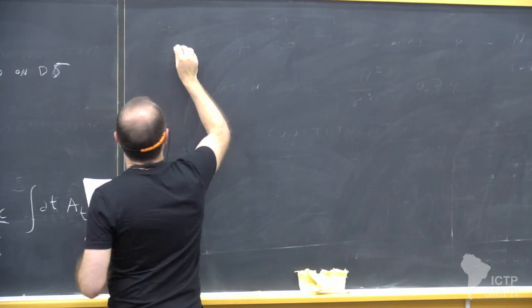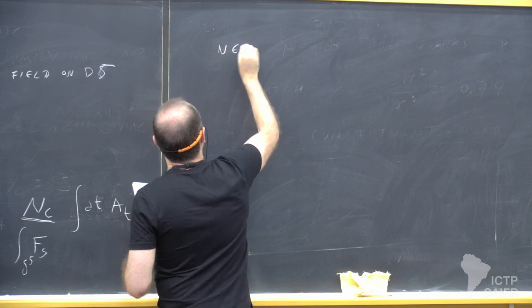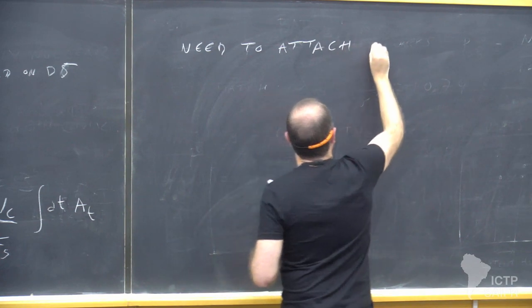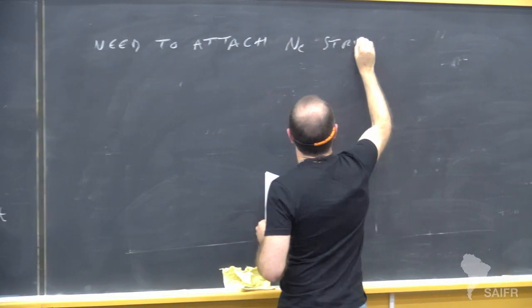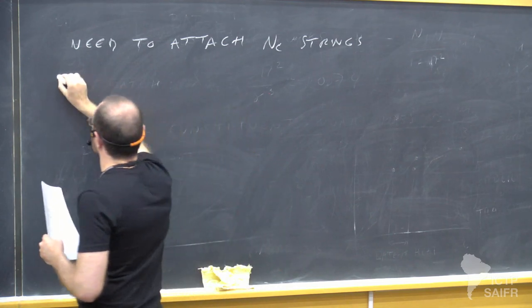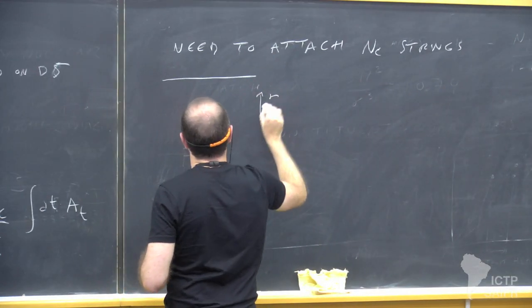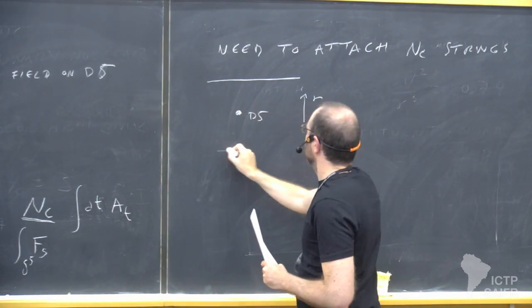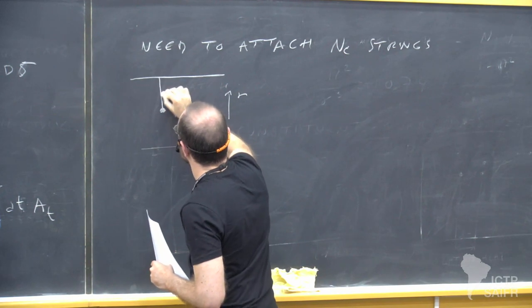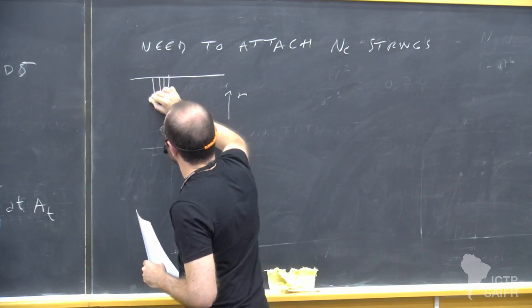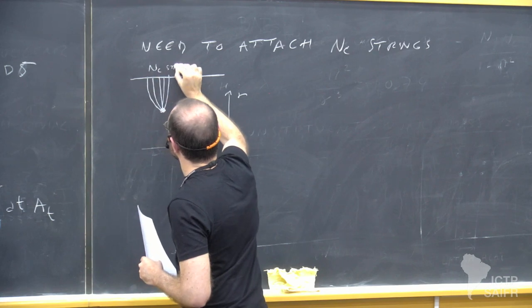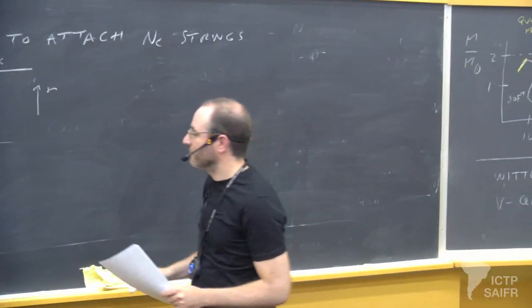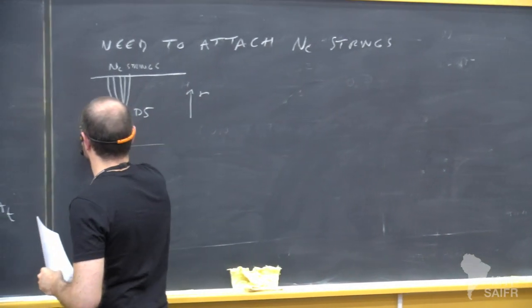So we need to attach NC strings, and then we can make them end at the boundaries. So if this is the radial direction, then we have the D5 somewhere here, and then we have the NC strings ending on the D5, and they can go to the boundary. OK, so this looks like a baryon. It's called the baryon vertex.